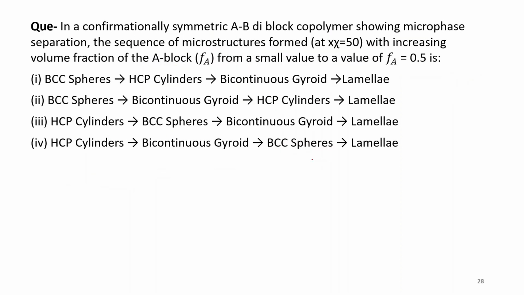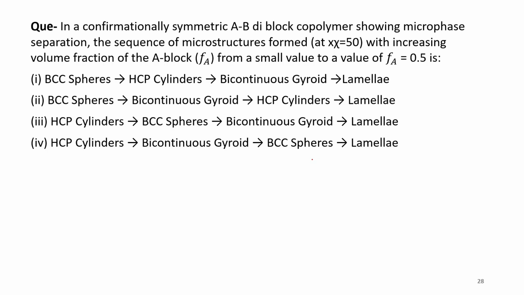Now let's move to the next question. In a conformationally symmetric AB diblock copolymer showing microphase separation, the sequence of microstructures formed at chi N equal to 50 with increasing volume fraction of the A block from a small value to a value of 0.5 is, the first option is saying BCC spheres, then HCP cylinders, then bicontinuous gyroids, and then the last is the lamella.